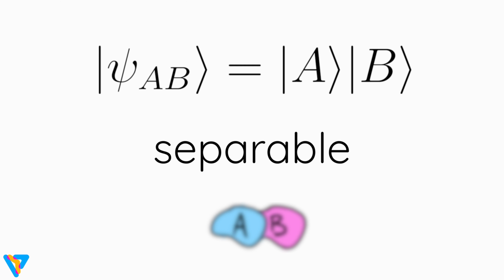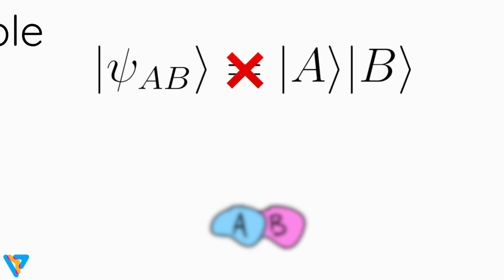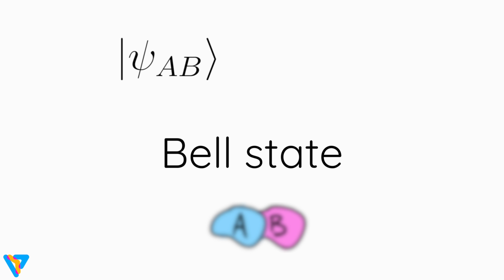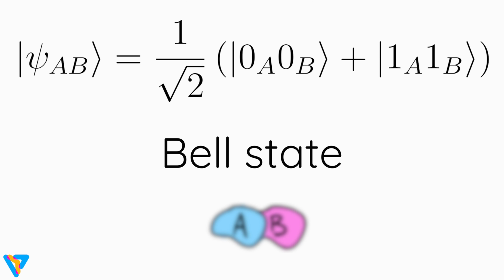So what happens if the answer to the separability question is no? Would that imply that I wouldn't be able to measure or poke and prod at, say, A without there being some effect on B? Let's look at an example where we can't write our 2-qubit state as a separable state. A classic example of a non-separable state is a Bell state. This particular Bell state is an equal superposition of both qubits being in the 0 state and both qubits being in the 1 state. So let's ask, what would measuring A do to B?